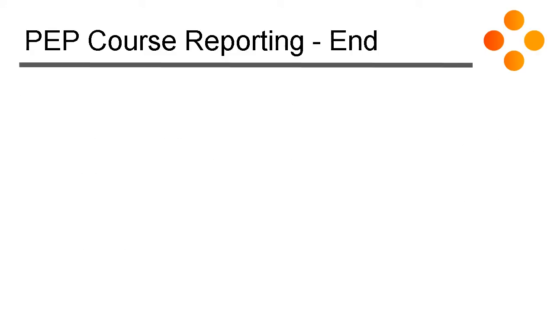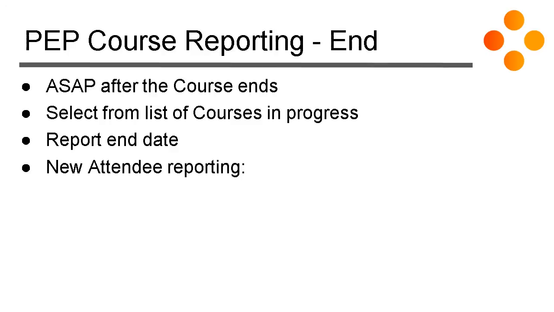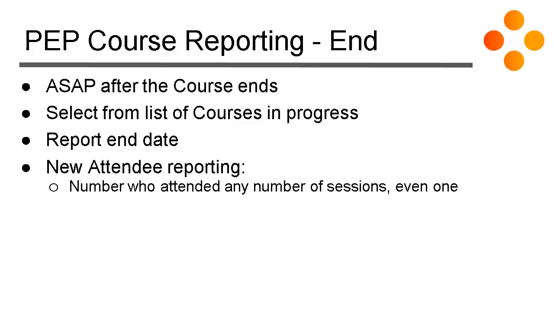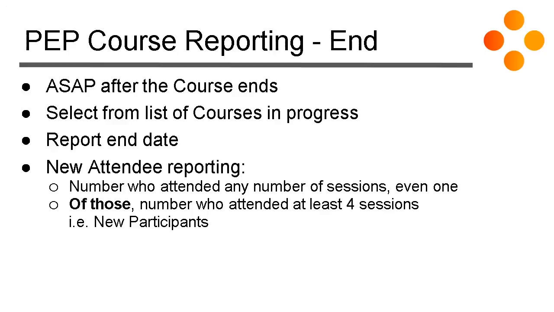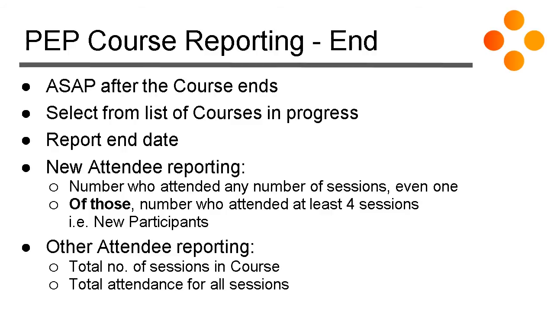Make your end course report as soon as possible after the course ends. You just select from your list of courses in progress, enter the end date and the attendance information. There are 2 parts to attendance reporting. First, the number of new attendees, and of those, how many attended at least 4 sessions, that is, how many new participants. Second, the number of sessions in the course, usually 10, and the total attendance for all sessions.